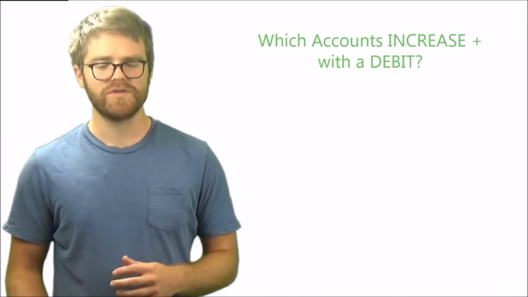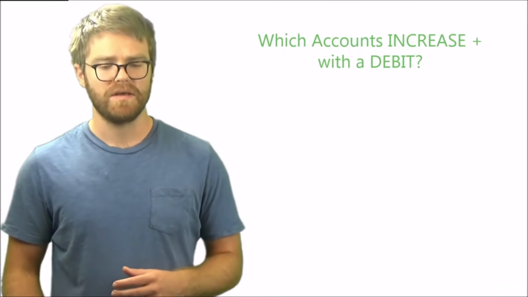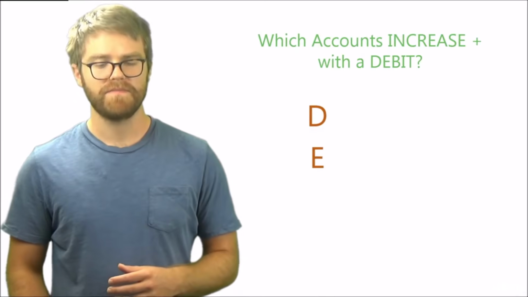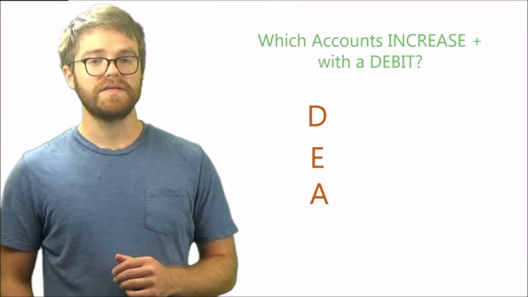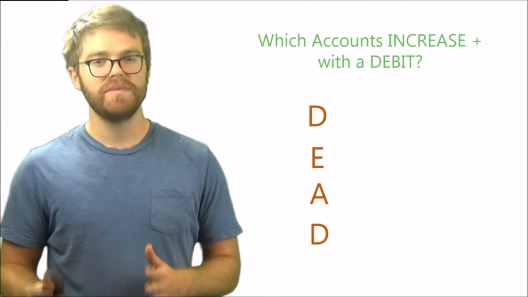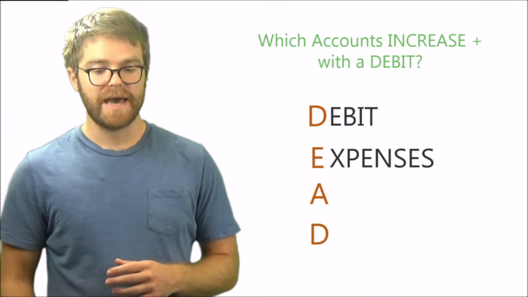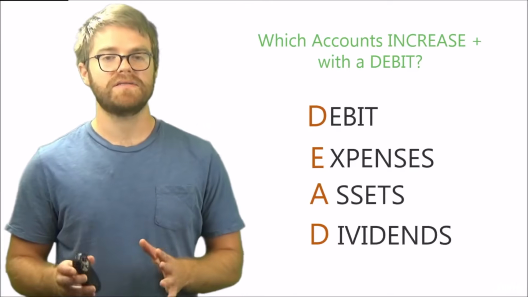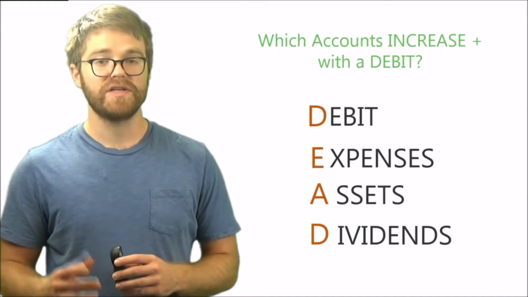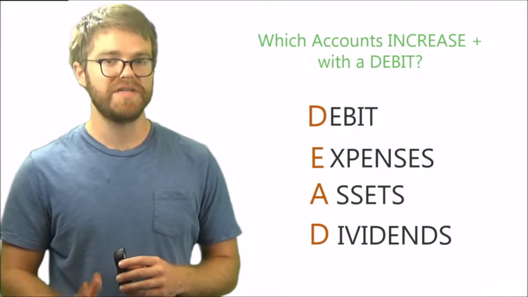So let's talk about debits. Which accounts will increase with a debit? Which accounts go up with a debit? So here's a little acronym. D, E, A, D. Dead. I know. But what this acronym means is this. You're going to go ahead and debit expenses, assets, dividends. So that means this. When these accounts go up, they're increasing, you debit them. So if an expense goes up, you debit it. If an asset goes up, you debit it. If a dividend goes up, you debit it every time.